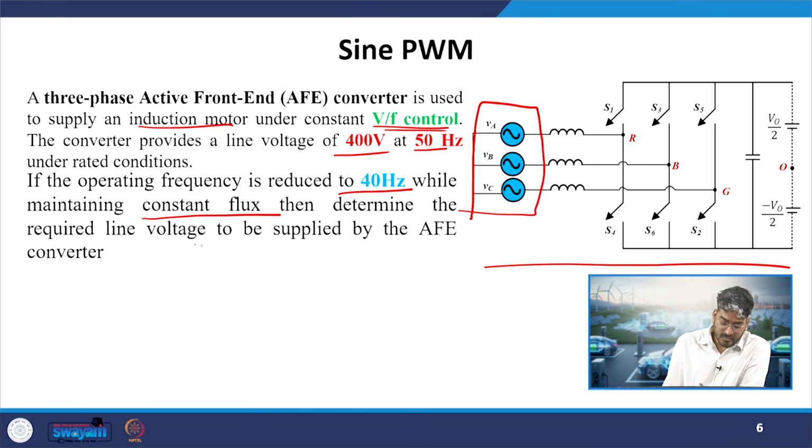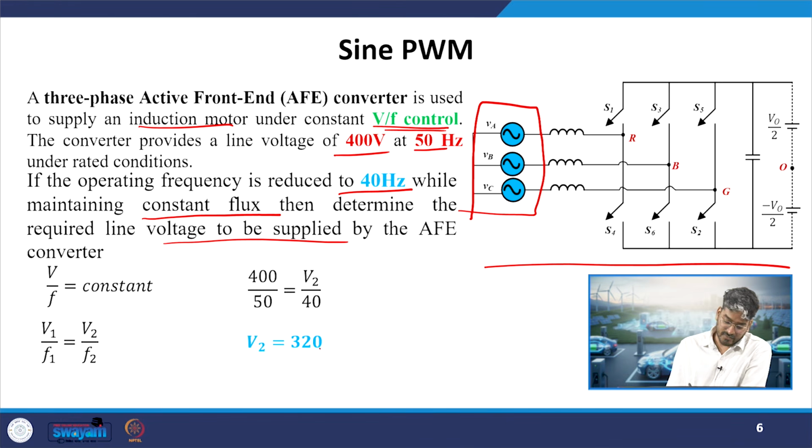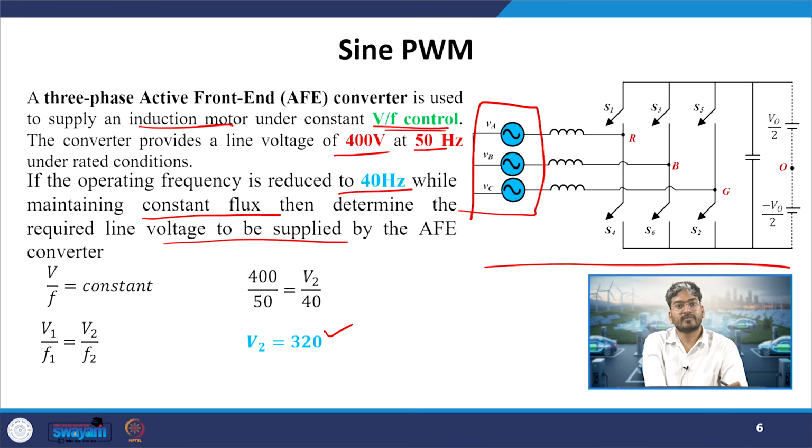So for the time being, if I want to maintain this V by F as constant and I want to calculate the output voltage, what will that be? If 400 by 50 is to be maintained constant with X by 40, I will find out that my V2 will be equal to 320 volts. Okay. So why have we put this example over here? To understand the meaning of changing your frequency and output voltage. So here I want to change the output voltage to 320 volts, okay, and the frequency to 40 hertz. Okay. So we have a 20% reduction in both quantities.